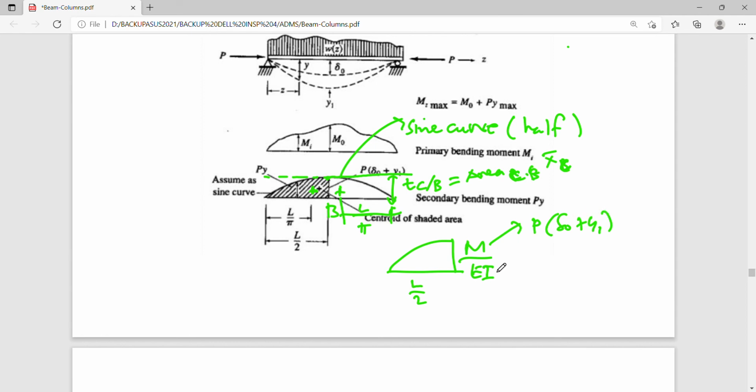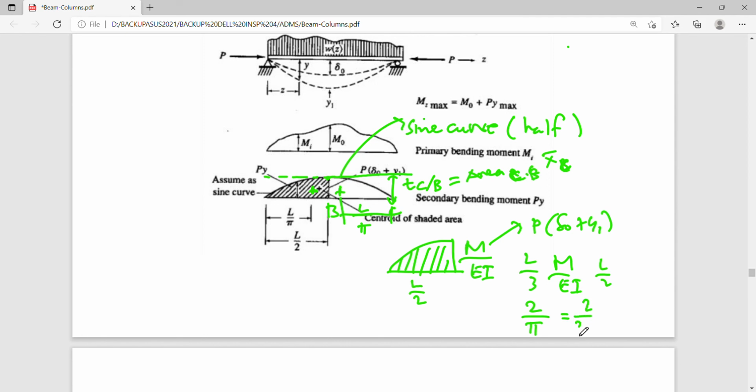Okay, so this is the M over EI. So my area, if this is a parabola, will be a simple 2/3 of M over EI times L over 2, no? But since this is a sine curve, this 2/3 will actually be 2 over pi, no? So 2 over pi. It's smaller than 2/3. It's 2 over 3.1416, no?